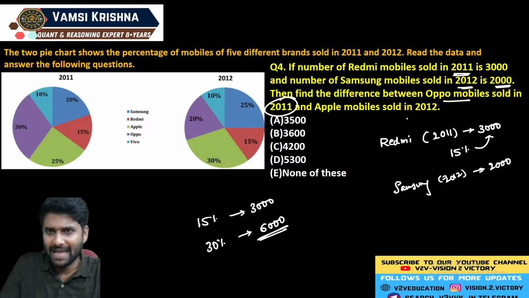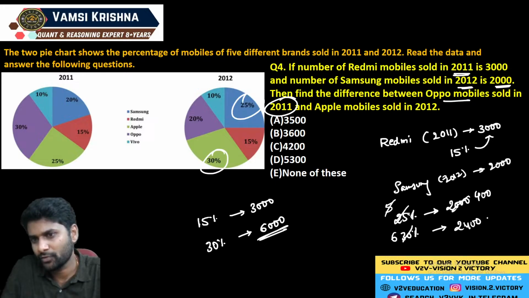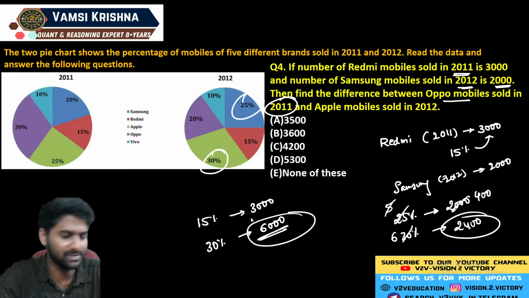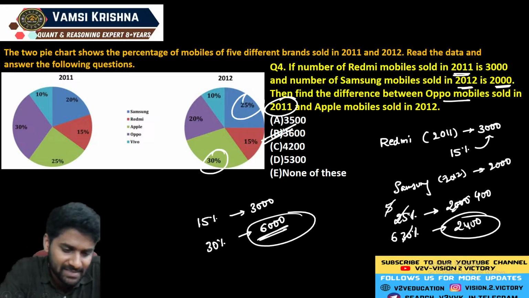Again, we need to identify Apple sold in 2012. Here Apple is represented in green color. It's 30 percent, guys. And before that, identify the Samsung value. It's 25 percent. Now if 25 percent is equal to 2000, what about 30 percent? That's your question. It's 5 times, 6 times, here 4 times, and the overall value is equal to 2400. Now the question: what is the difference of these two numbers? The difference of 6000 and 2400 is 3600. It's a difference of 3600 mobiles.